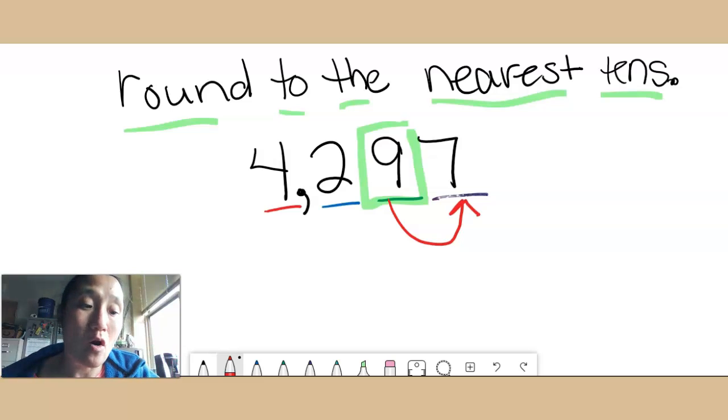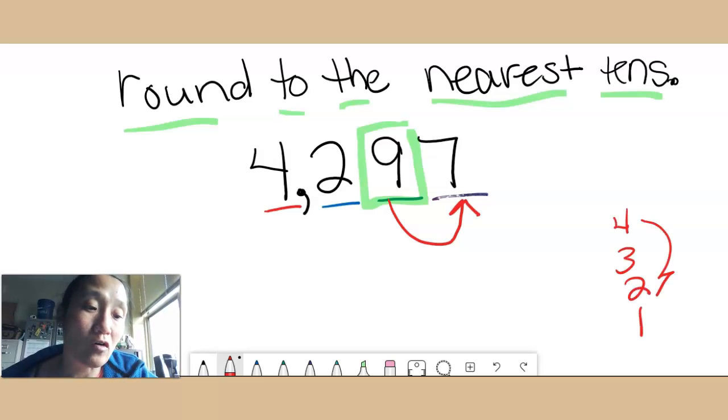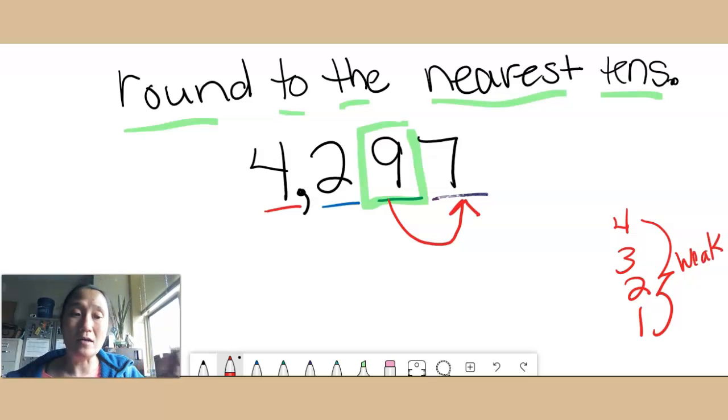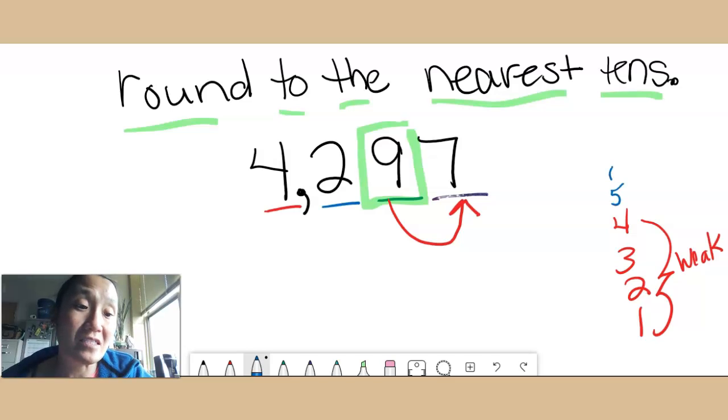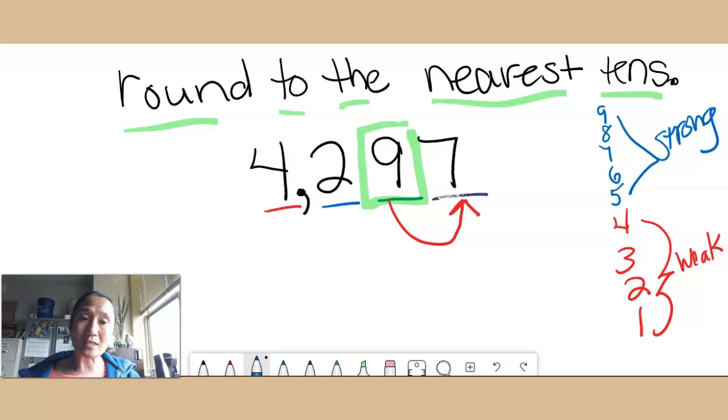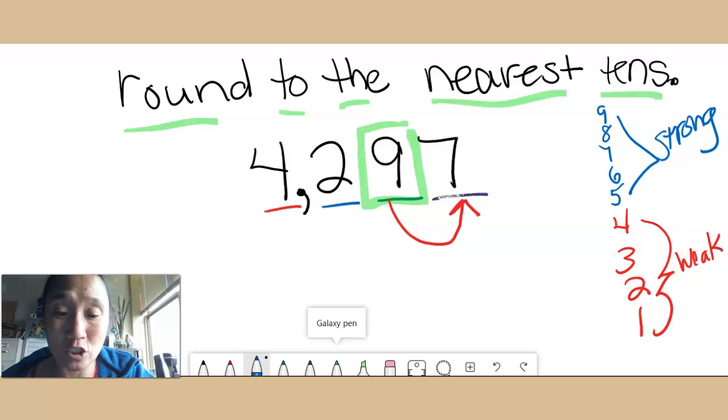If it is 1, 2, 3, or 4, those are weak numbers. They're weak. They're not strong. Now, if you see the numbers, if it's like 5, 6, 7, 8, or 9, those are strong numbers. They're strong.